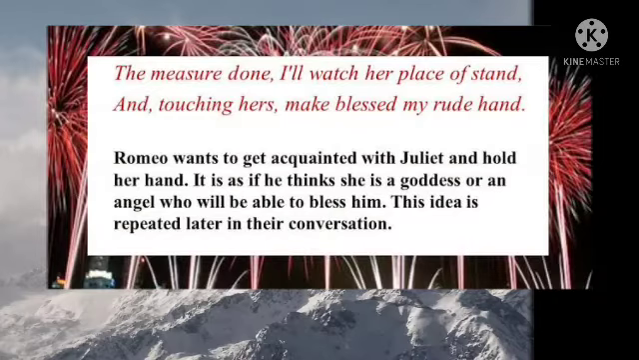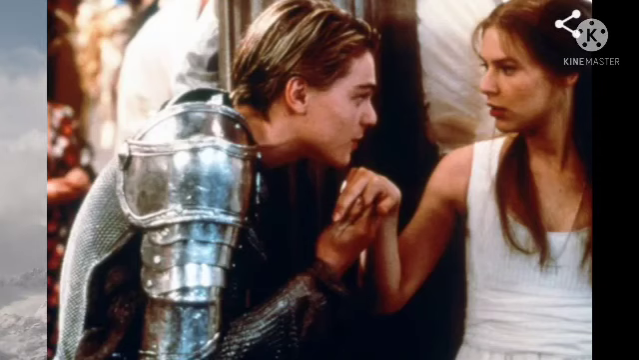Then he says, the measure done, I will watch her place of stand, and touching hers, make blessed my rude hand. Measure done means the end of the dance. He says when the dance ends, he will go to her place, and there he will touch her hand to make his own rude hand blessed. In this line, rude hand implies that Romeo is a soldier, and we know that soldiers' hands are rough and rude. So he wants to touch her hand to make his own rude hand blessed.